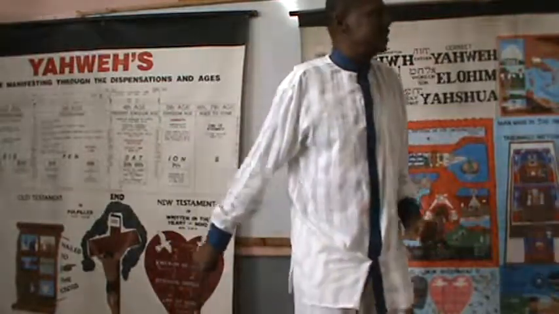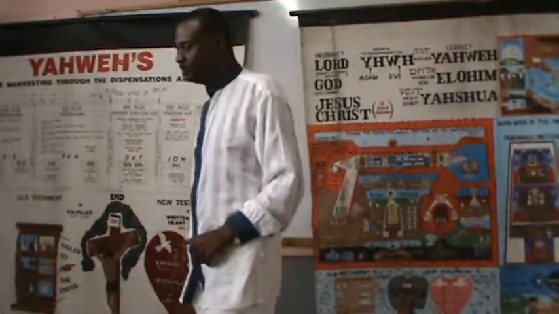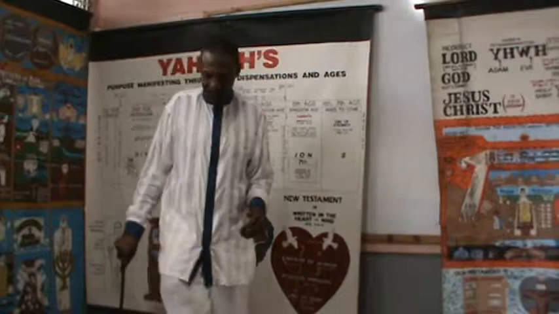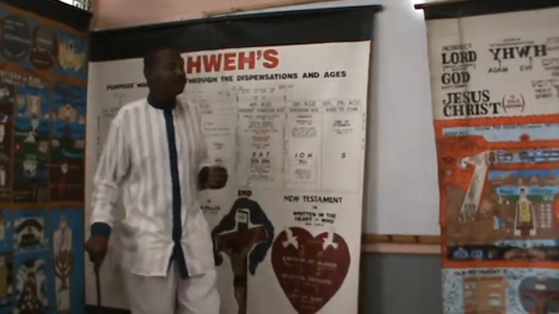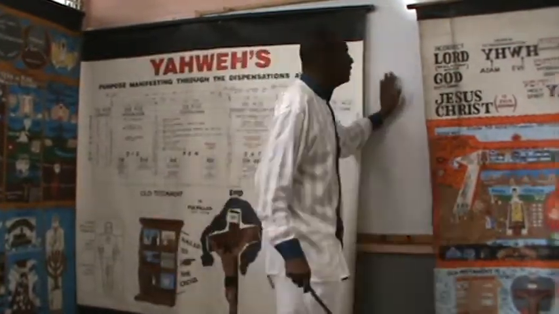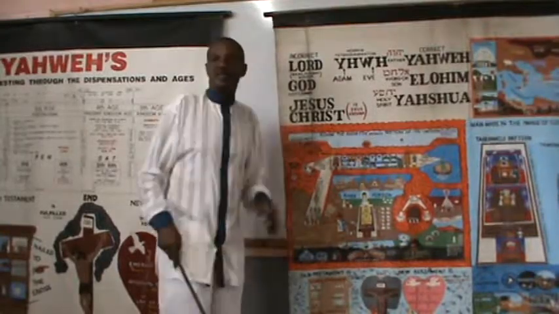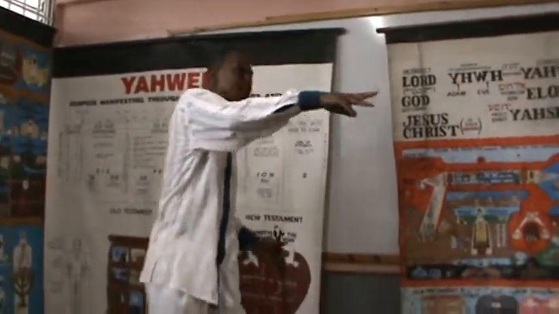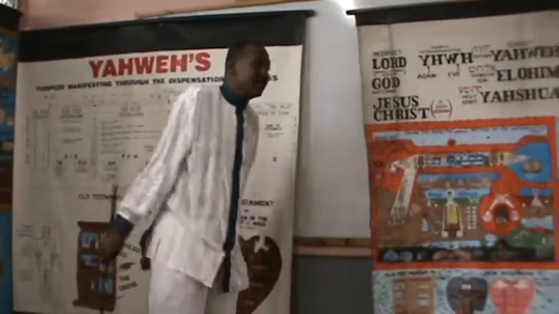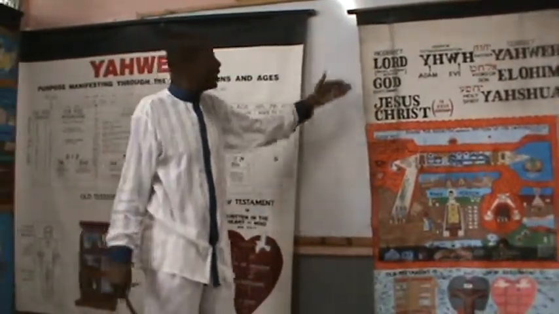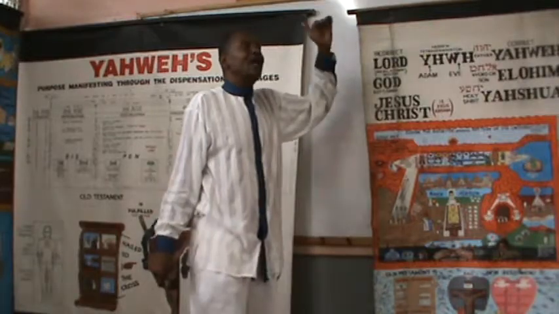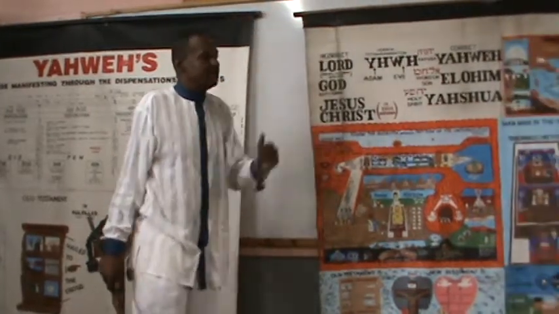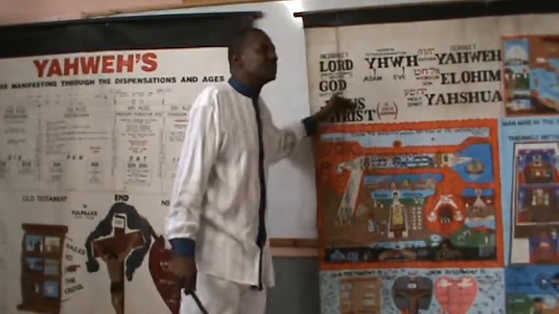Give me Psalm 96 and 5. Psalm 96 and 5 says, for all the gods of the nations are idols. So it says, all gods are idols. All the gods of the nation are idols. First Corinthians 26 and 6 says, all the gods of the people are idols. So you understand me? So we start with, and Yahweh said, my little children, keep yourselves from idols. Say, for worshiping God, Lord, and Jesus Christ, they are idol worship.